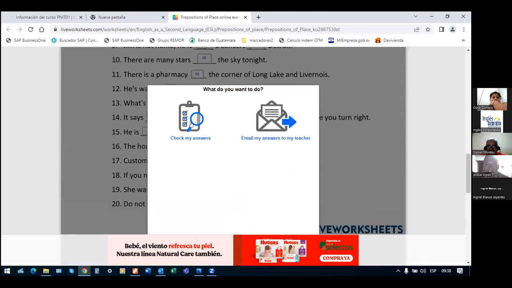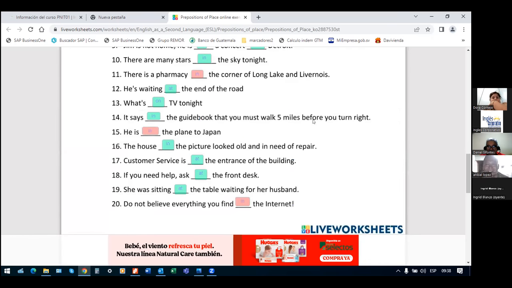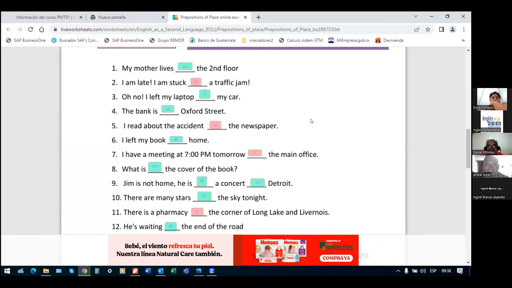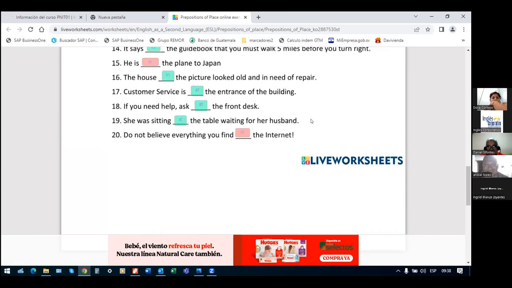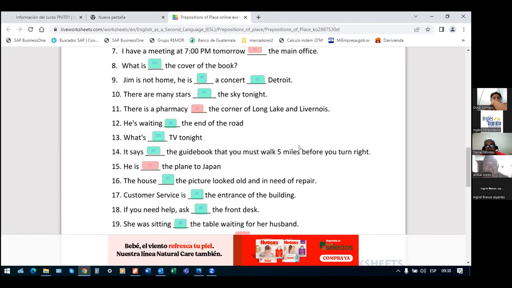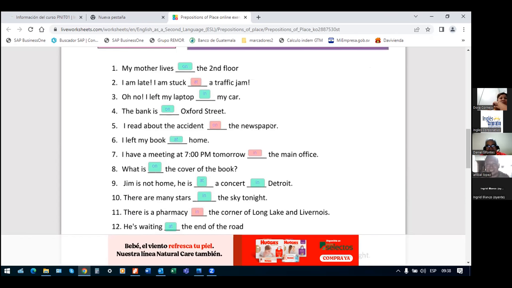Check my answer. Ahí en ese check. Bueno, la hora de la verdad, vamos a ver. Okay, that's acceptable. Vamos a ver cuáles son las buenas y las malas. Las buenas son las verdes, verde agua, algo así. Las rosadas son las que están mal.